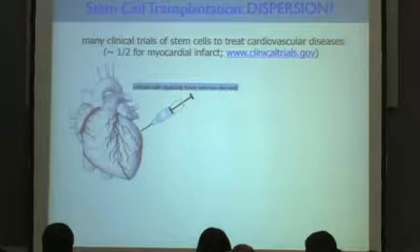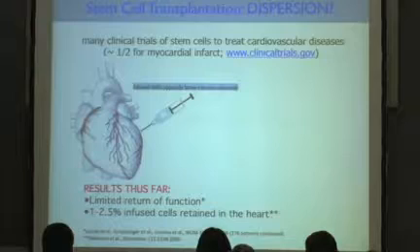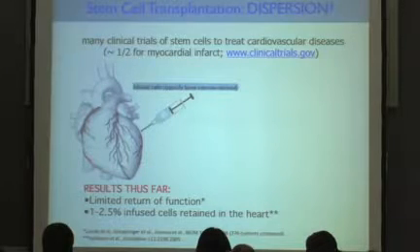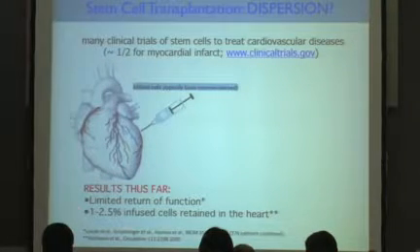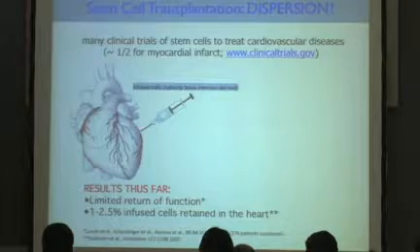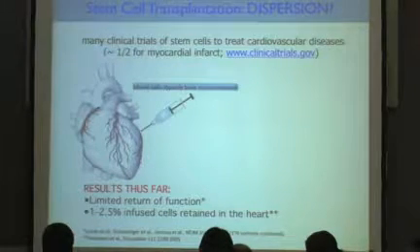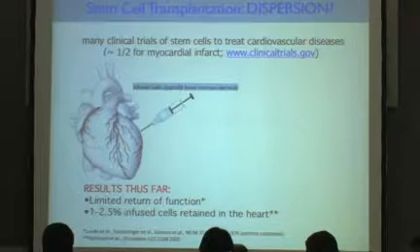And the general conclusion, or the general observation, that's been made in a wide variety of different clinical trials is that there is a very limited return of function from this approach. It may be at least in part due to the fact that very few of the cells that you transplant with this approach actually engraft and are there for any significant period of time.